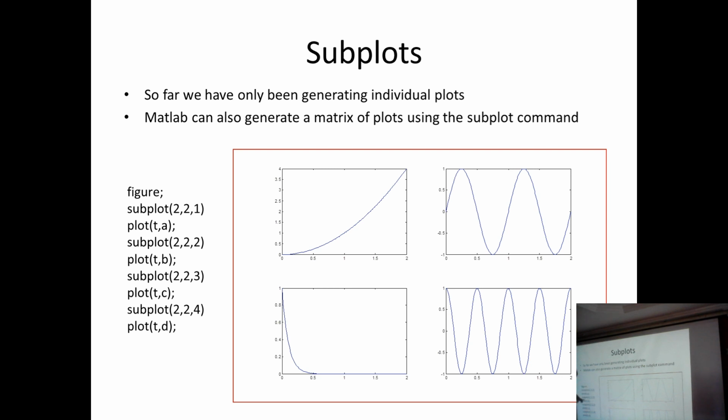So what is that? Plot T comma A. So maybe A here, T here, I got a plot. Now subplot 2 2 2: two rows, two columns, second plot. So what is the plot? T comma B, whatever it may be. So I can draw the plot using the subplot command.